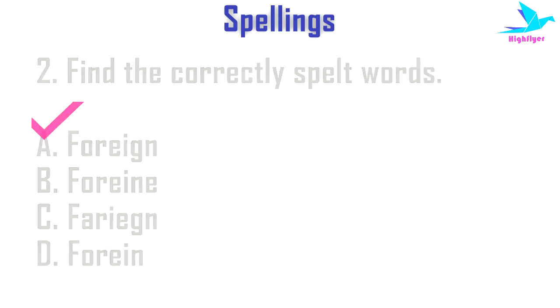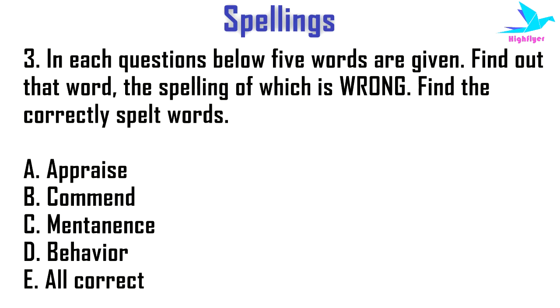Then let's see the second type of questions. In each question below, 5 words are given. Find out the word, the spelling of which is wrong. So in the previous example, you have to find out the correct spelling from the options, but here you have to find out the wrong spelling from the options. In the first question, the options are appraise, commend, maintenance, behavior. Now here, the wrong spelling is maintenance.